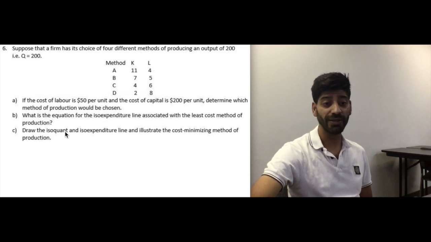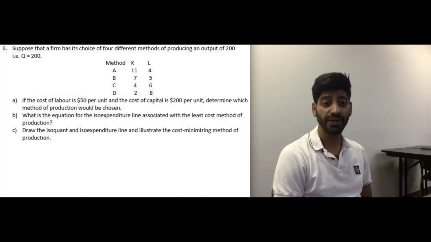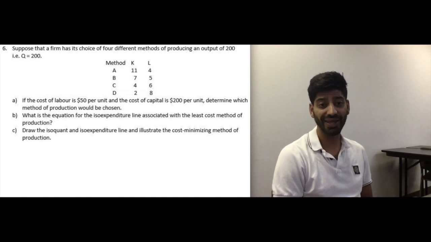In required B, it is asking us, what is the equation for the ISO expenditure line that is associated with the least cost method of production? Now, in order to be able to tackle part B, we need to have some information along with the answer for required A. So I'm quickly going to summarize what that is.